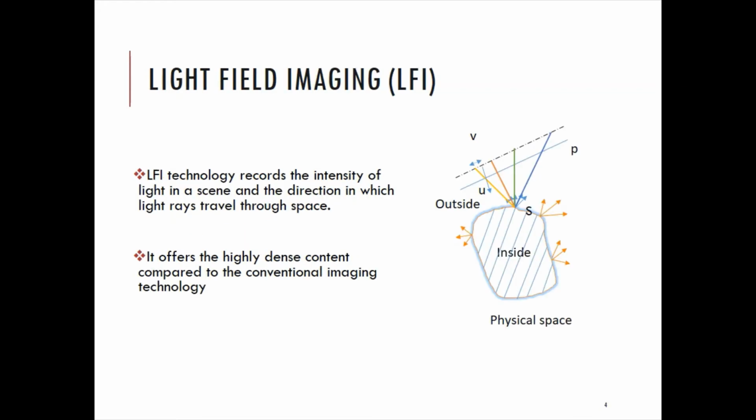Light field imaging. It is a technology that records the intensity of light in a scene and the direction in which light rays travel through the space. The physical space shown in figure with boundary surface S can be considered as a scene, and the light rays radiating through this scene with the different colors like blue, green, red and yellow are the rays of light traveling through the space in a different direction.